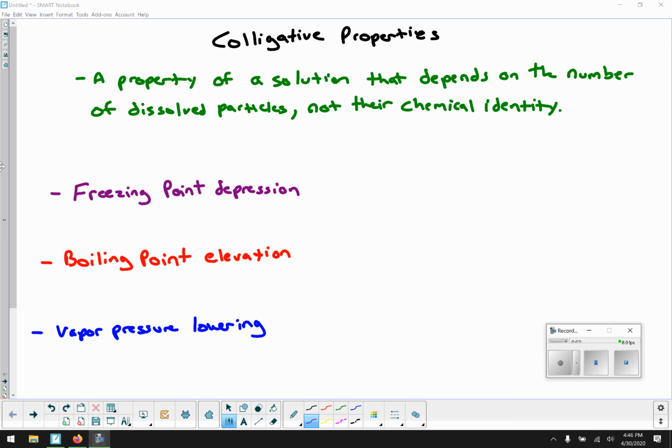When you put a solute into some solution, let's say water again, or into some pure substance, say water, that solution is now going to have a lower vapor pressure. And we'll talk about why in a second. But again, these are the three colligative properties. You should know the definition and what the three colligative properties are.